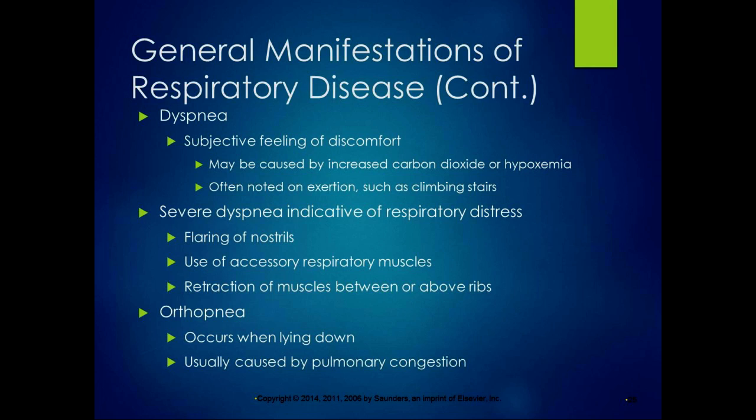Severe dyspnea can be indicative of respiratory distress. So flaring of nostrils, use of accessory respiratory muscles. Remember we talked about that in kinesiology, the sternocleidomastoid and any of the muscles that elevate the ribs. Retraction of the muscles between or above the ribs.